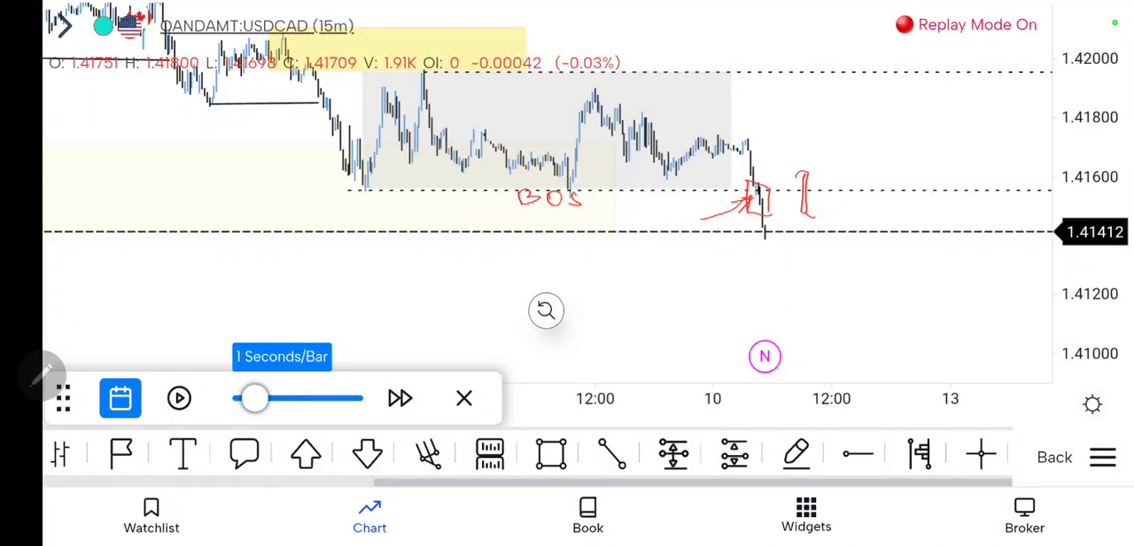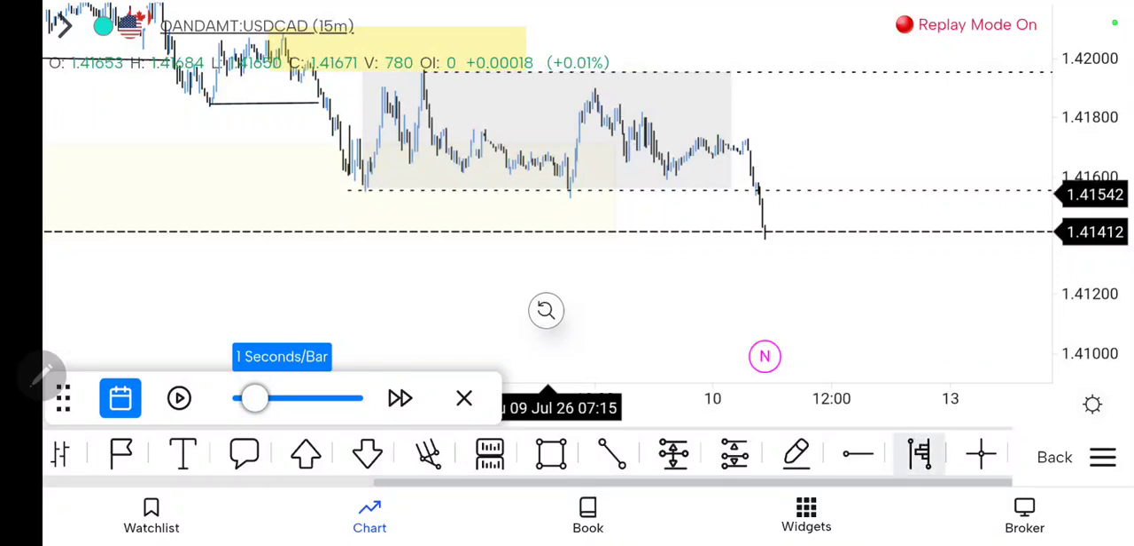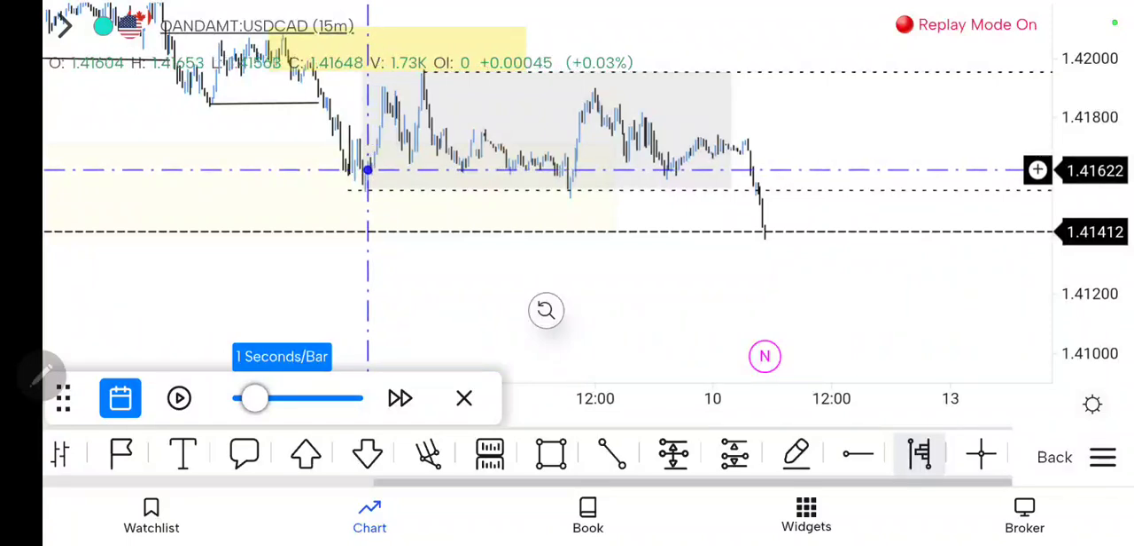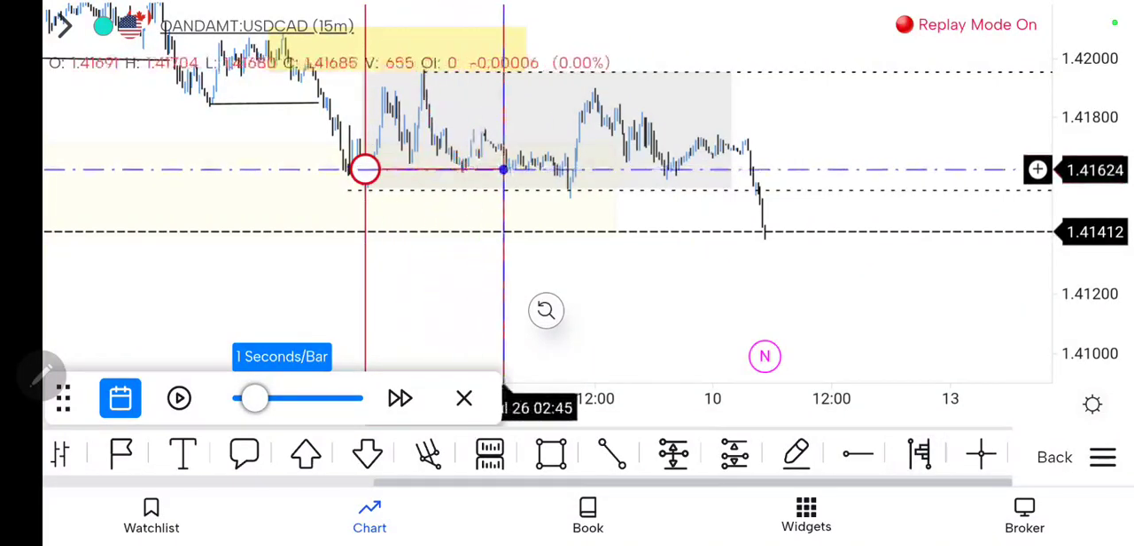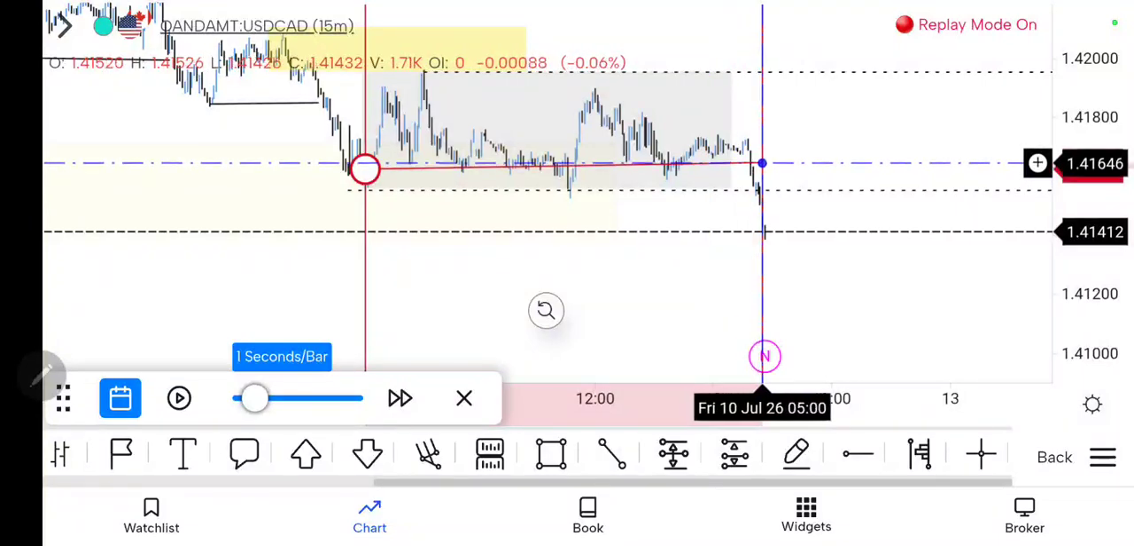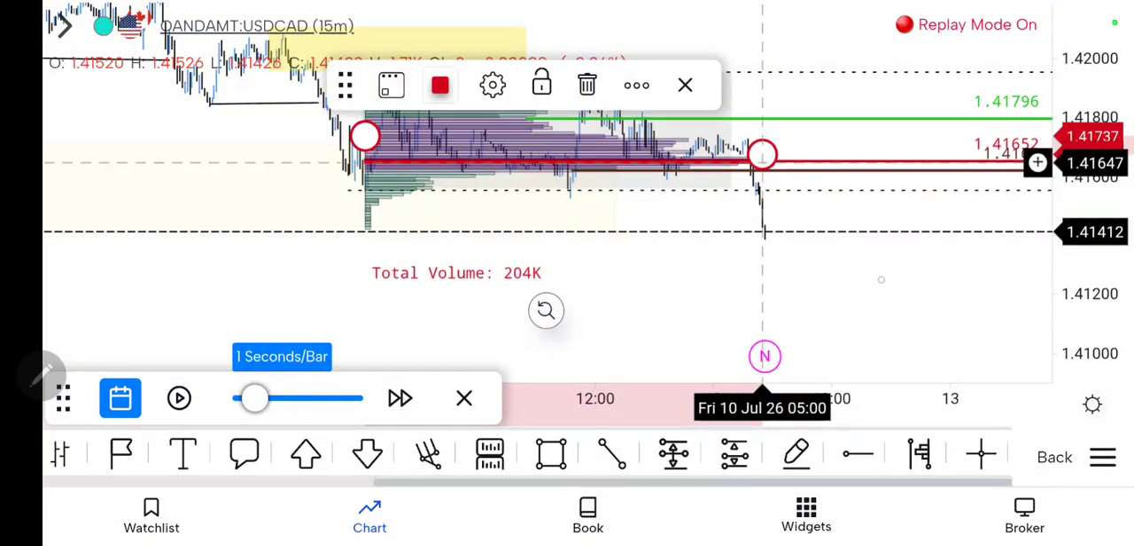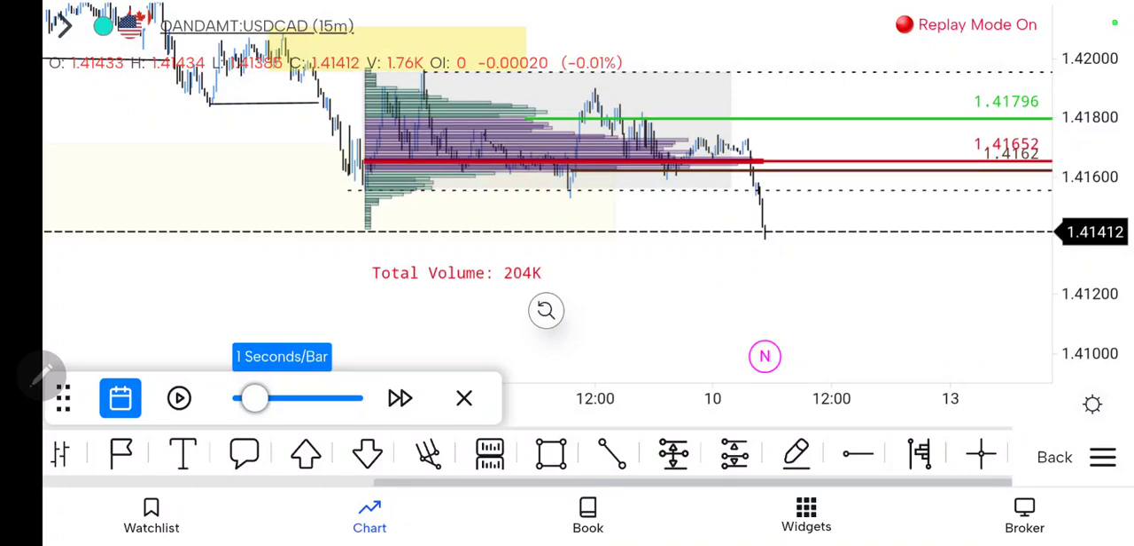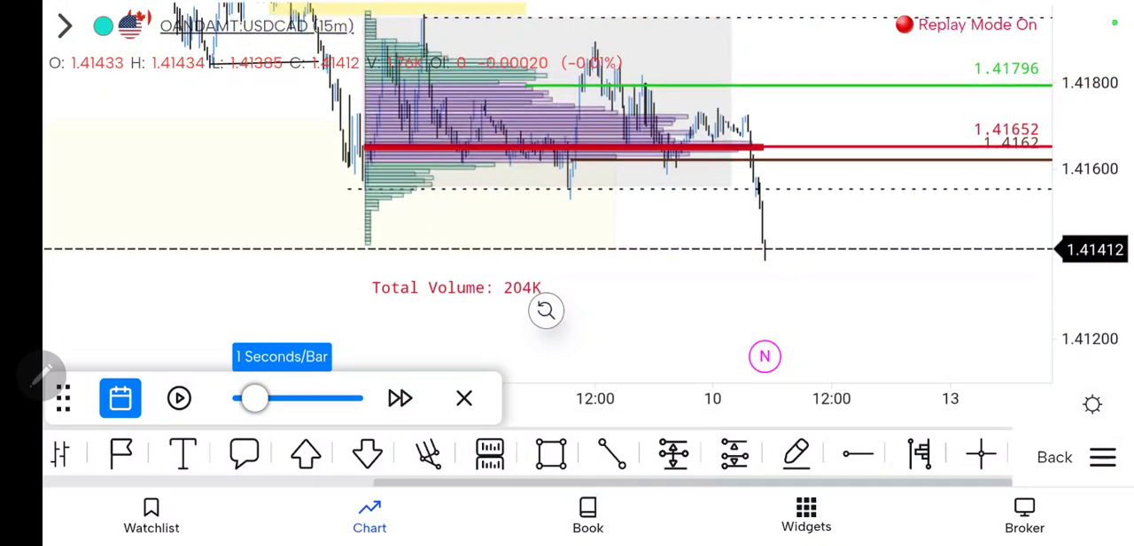So what do I do next? The next step is to map our volume profile on this level. So how do I do that? I come here, I get my fixed range volume profile, and I mark where our consolidation began from and up to the candle that broke structure. Okay, so right now we have our volume profile.